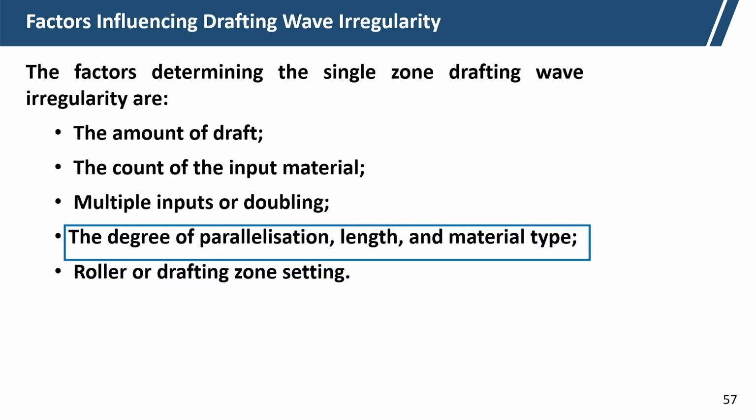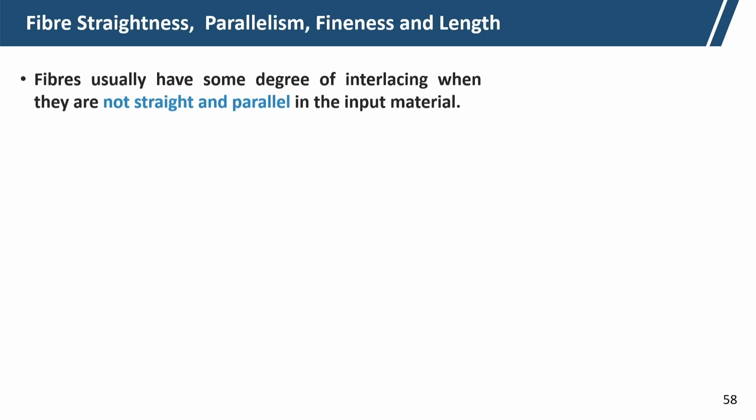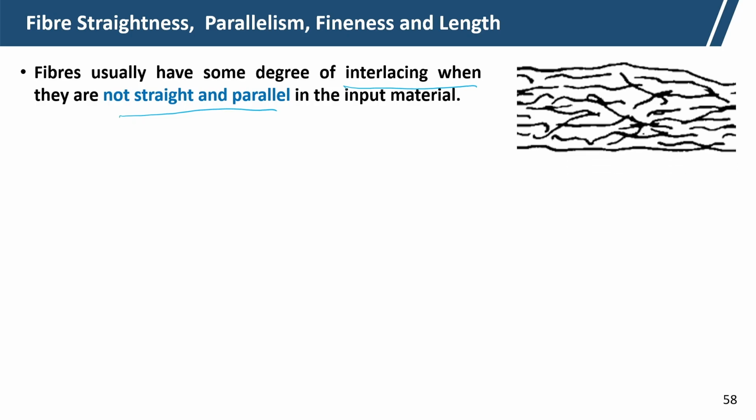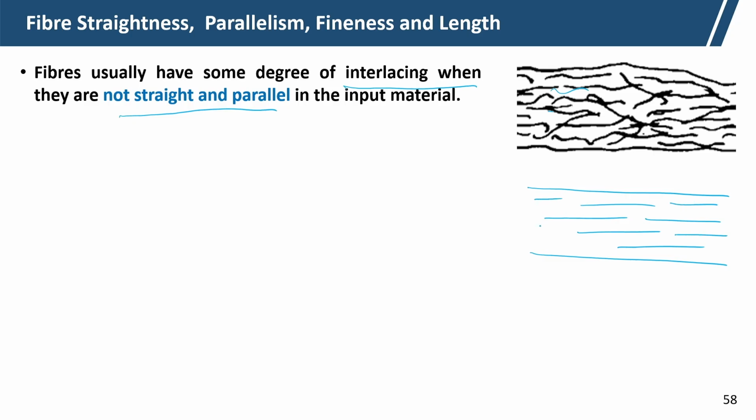Now, degree of parallelization and fiber length and material. Fibers usually have some degree of interlacing when they are not straight and parallel in the input material. In the ideal case we have assumed, the fibers are of the same length and they are parallel to each other, and there is no interaction between one fiber and another.